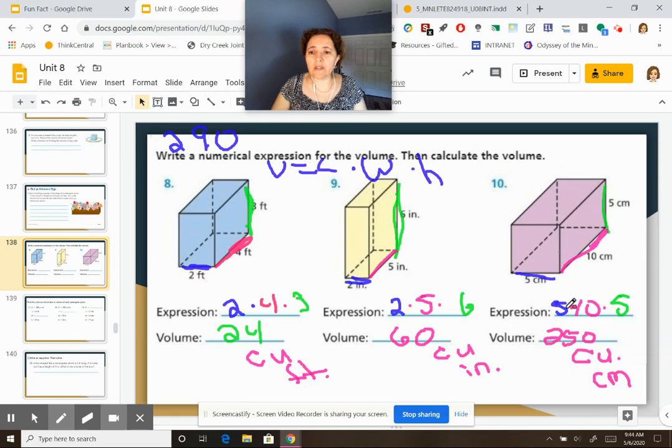For number 10, our length is 5, our width is 10, and our height is 5. My expression is 5 times 10 times 5. And I multiplied 5 times 5, and I got 25. And then 25 times 10, just add a 0 to the end. Or you could have done 5 times 10 is 50, times 5 is 250 cubic centimeters. Either way would work. Okay, so that's a little bit of review. Now, let's get to some unknowns, okay?